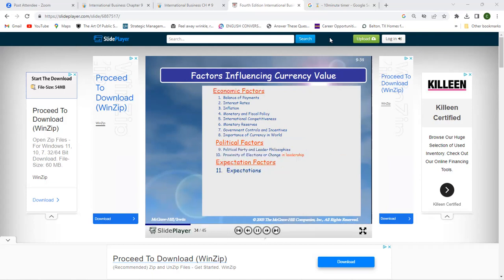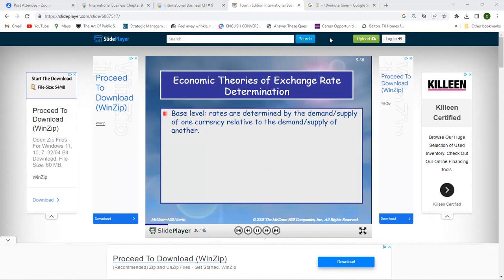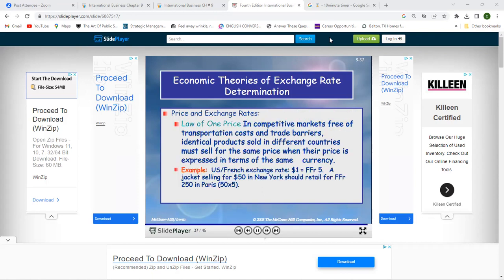Expectation factors: expectations, forward exchange market prices. Basic level rates determine the demand and supply of one currency against another. And we have prices and exchange rates.